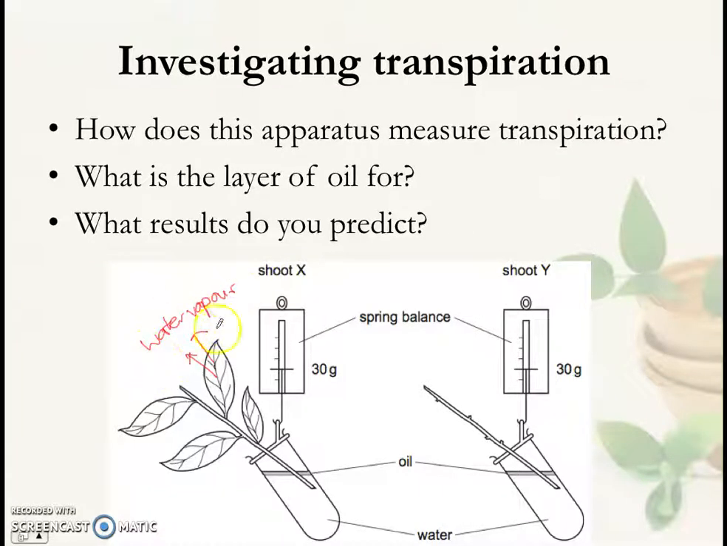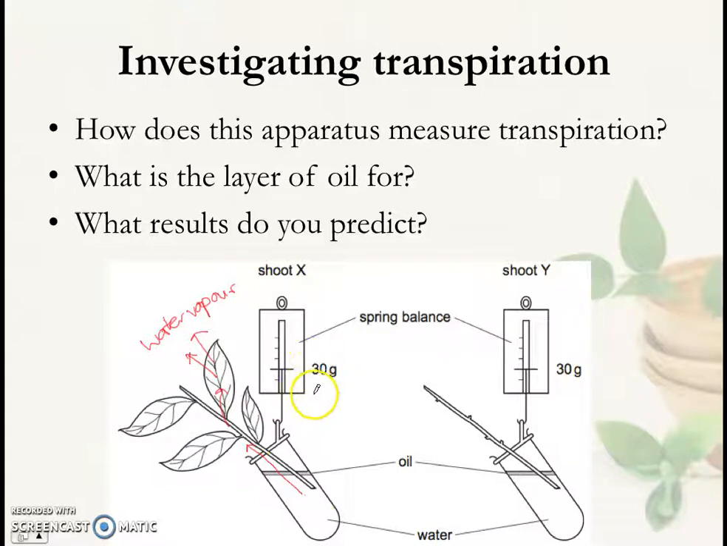Now as water vapor is lost, water is pulled up the xylem of the stem by transpiration pull. Right? It's a suction force that pulls water up. So water will be pulled up from this test tube, up the stem, into the leaf, and then lost as water vapor. So over time, the amount of water here will decrease, and over time, the mass will decrease.